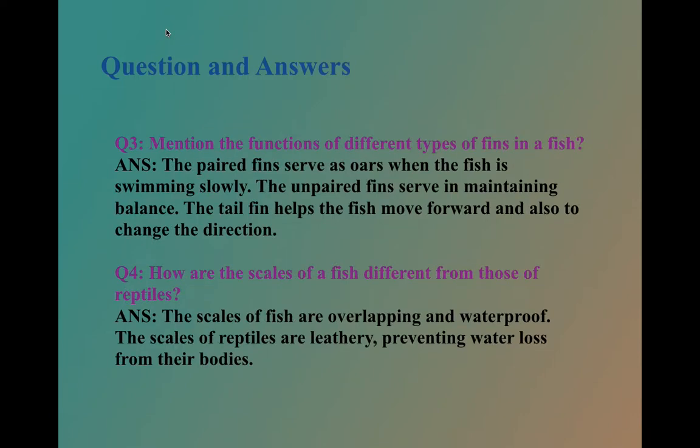Coming to the third question, mention the functions of different types of fins in a fish. The answer is, the paired fins serve as oars when the fish is swimming slowly. The unpaired fins serve in maintaining balance. The tail fin helps the fish move forward and also change direction.